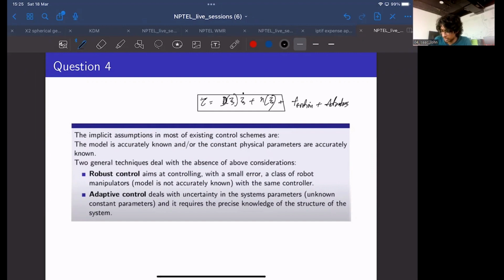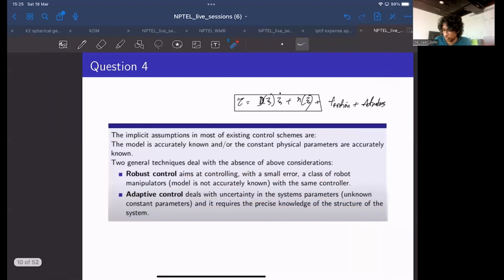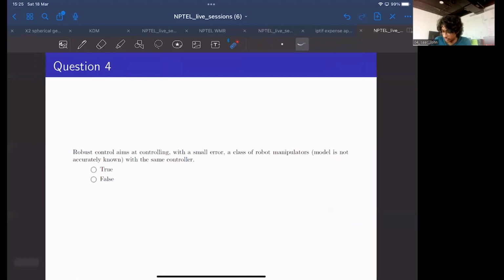So again, robust control aims at controlling with a small error a class of robotic manipulators whose model is not accurately known with the same control. Whereas an adaptive control deals with uncertainty in system parameters, and it requires precise knowledge of the structure of the system. Both are a bit different. The question basically asks for the definition of robust control, and we have already seen the definition.